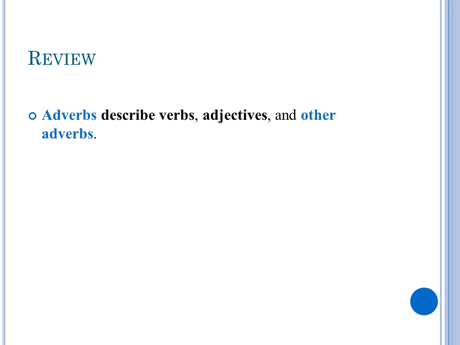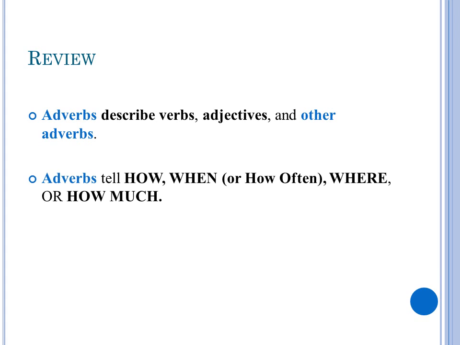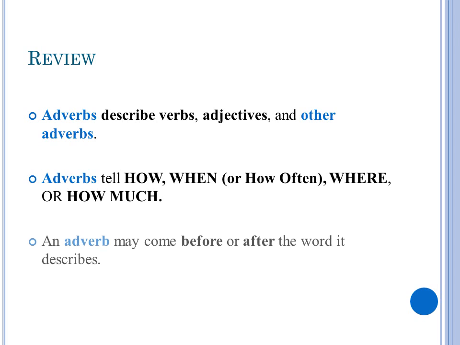Now let's review. Adverbs describe verbs, adjectives, and other adverbs. So when you think of adverbs, remember there are three parts of speech that an adverb might describe: verbs, adjectives, and other adverbs. Adverbs tell how, when, or how often, where, or how much. Another way of saying that is that adverbs answer the questions how, when, or how often, where, or how much. An adverb may come before or after the word it describes.